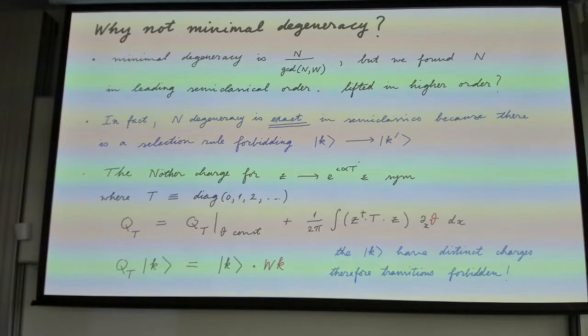In particular, when you evaluate this on these classical ground states, you find that the kth classical ground state has the charge W times K, a charge which differs with K. If these states have different charges, then they cannot tunnel. And that's the reason for what we saw in the instanton calculation.